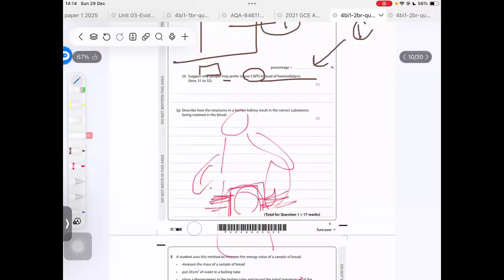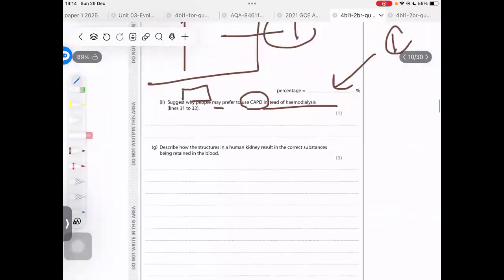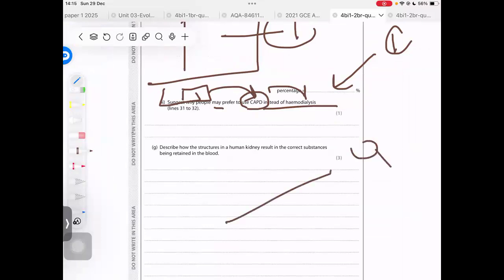So basically, having CAPD instead of the normal hemodialysis method, what is the advantage? They have asked, suggest why people prefer CAPD instead of the normal dialysis. What is the reason? You can walk around. Otherwise, you've got to be in that hospital room until you do the kidney transplant, right? And it's expensive as well, and you can't walk around with very big machines attached to you, so that's really troublesome, right? Because of that, people prefer CAPD, because the answer is there in lines 31 to 32. The reason is because you can walk around, right?